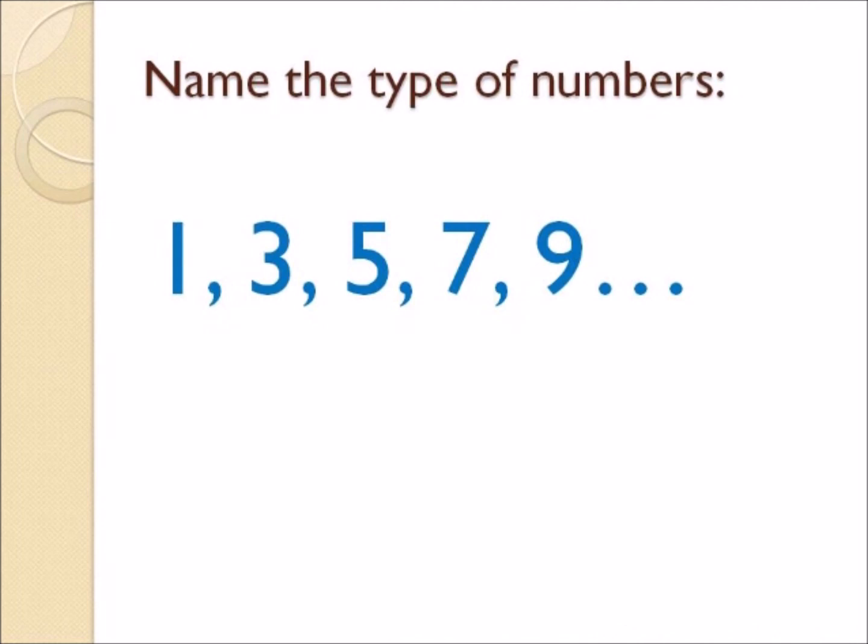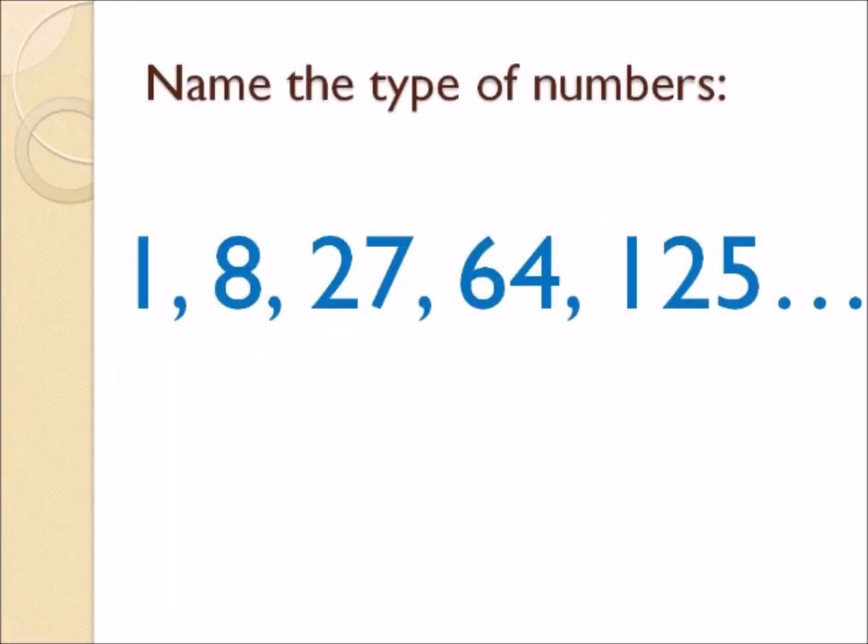Now look at these: 1, 3, 5, 7, 9. This one is easy. 1, 3, 5, 7, 9. What do you call these numbers? Give an answer. Odd numbers, right.